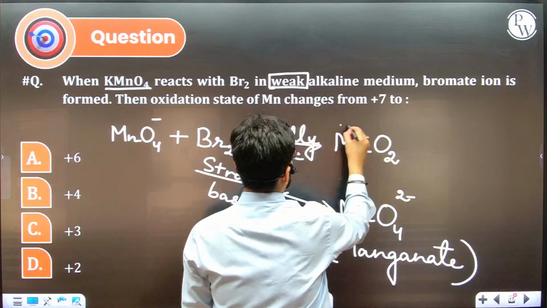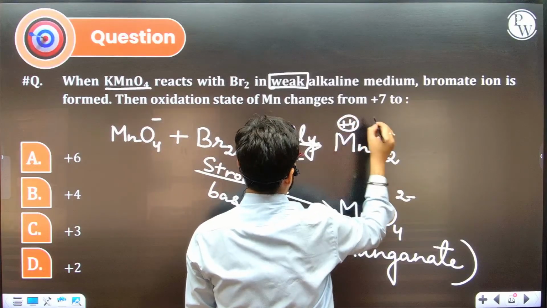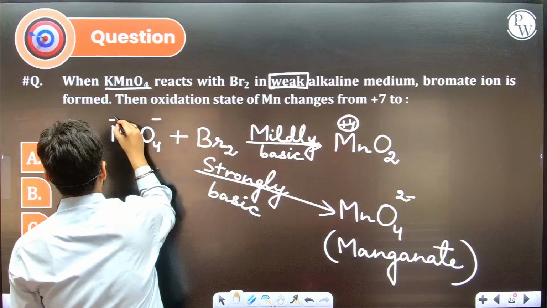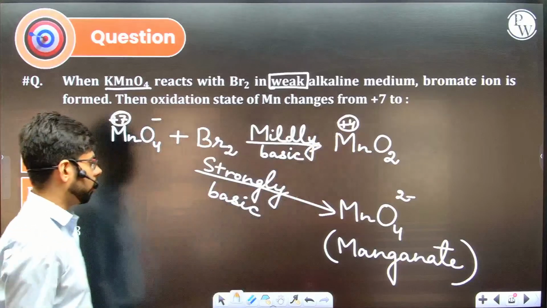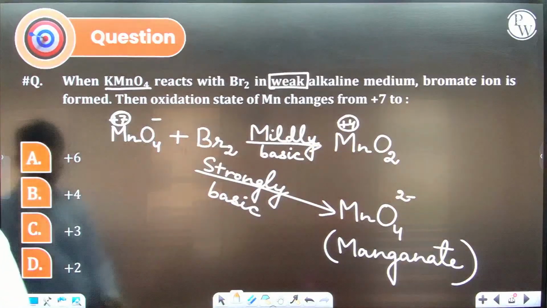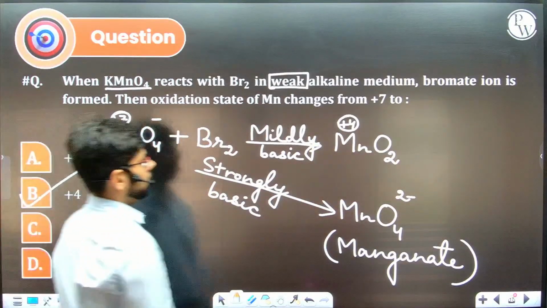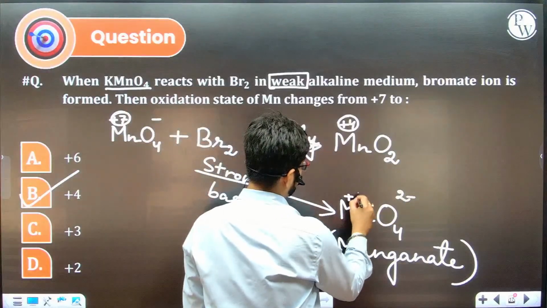Let's find out the oxidation state of manganese here. It's +4, right? And here the oxidation state of manganese is +7. So from +7 it changes to +4. B is the correct answer. If you look at this, then it is +6.